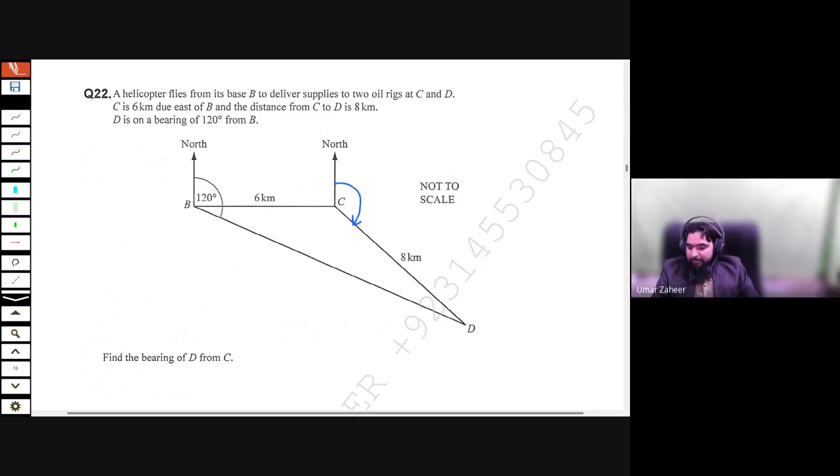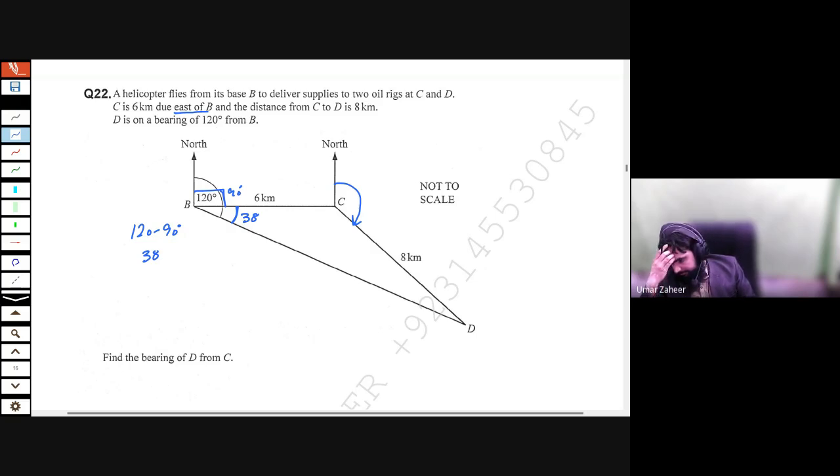Obviously, we don't have any information directly to find this one, but one piece of information is given here. He says that C is 6 kilometers due east. Due east means that this angle must be 90 degrees. We know that east, west, north sides are always at 90 degrees. So this angle will be 120 minus 90, that will be 30 degrees.